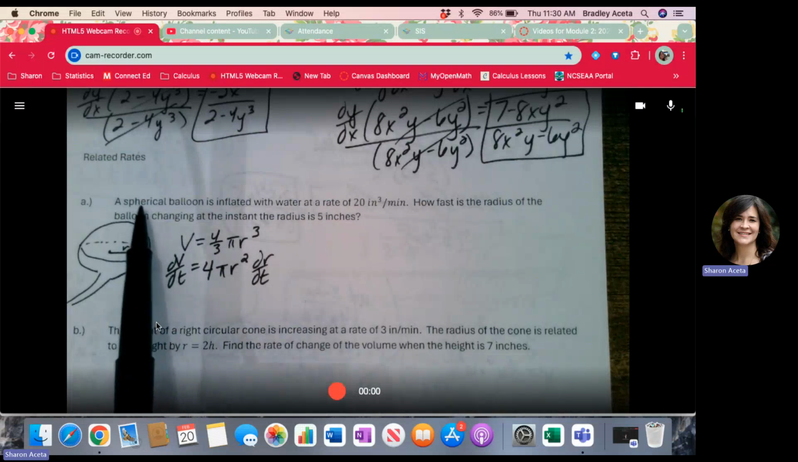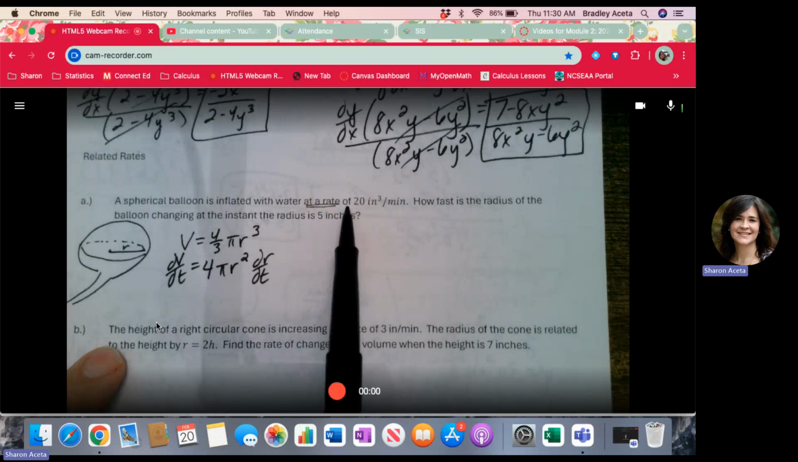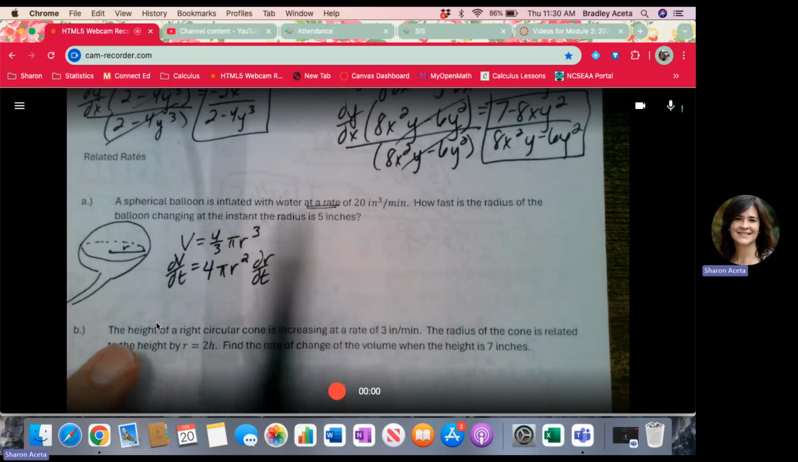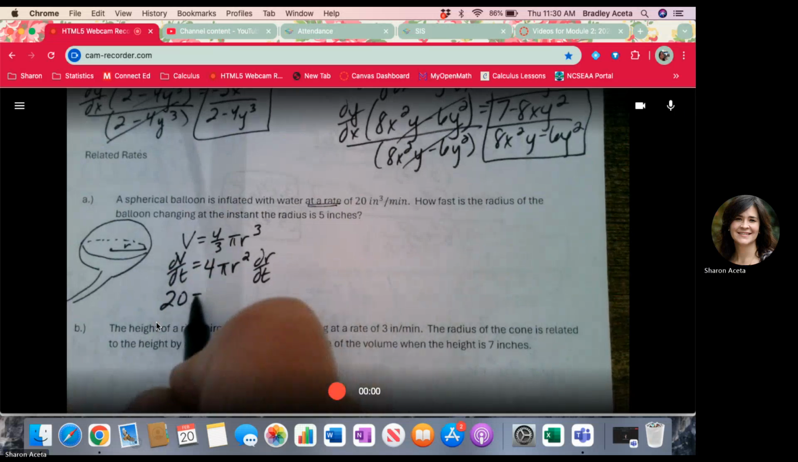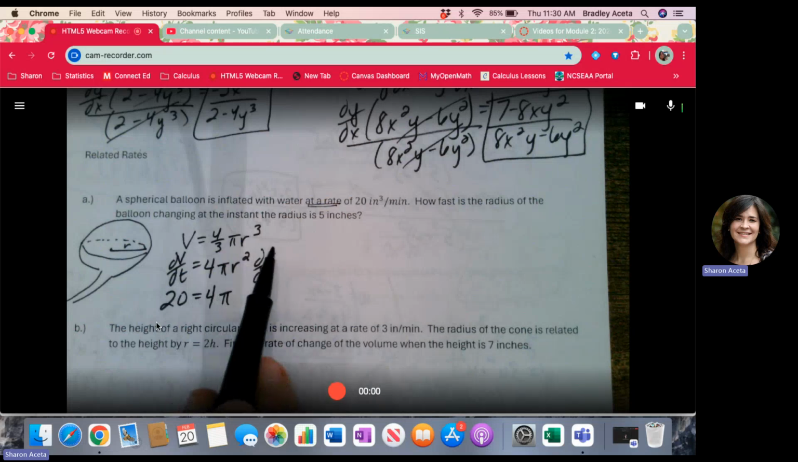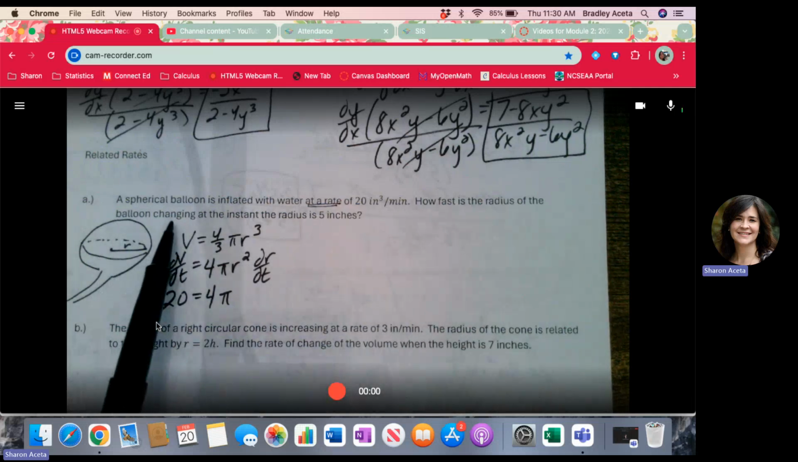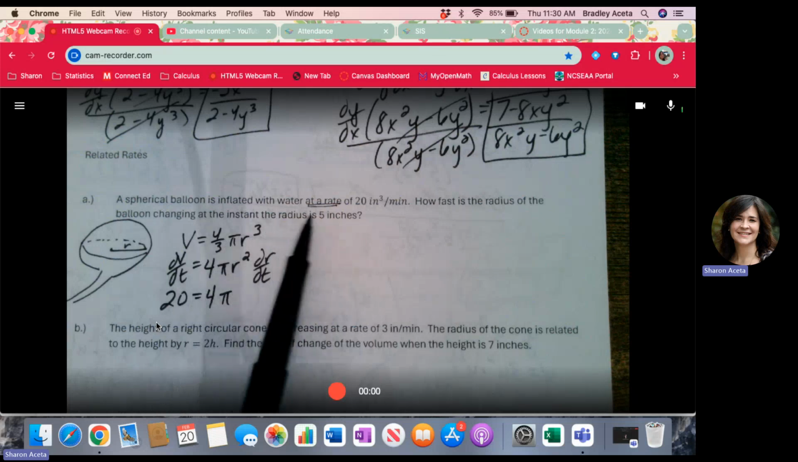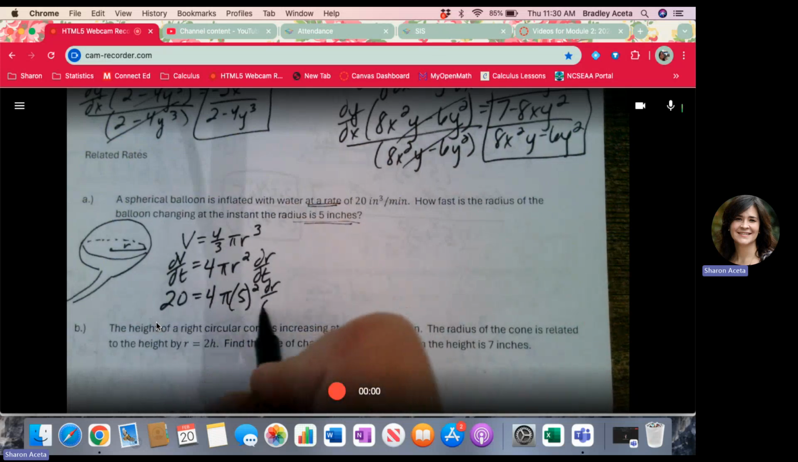So I know that the spherical balloon is being inflated at a rate, that's words for derivative. Inflation at a rate, that's volume. So this is 20 equals 4 times pi. So then I should either know something about r, or I need to know the change in r. What's happening as the rate of the radius being changed. So let's see. How fast is the radius of the balloon changing at the instant the radius is 5? So we know radius is going to be 5. We're going to find dr/dt.